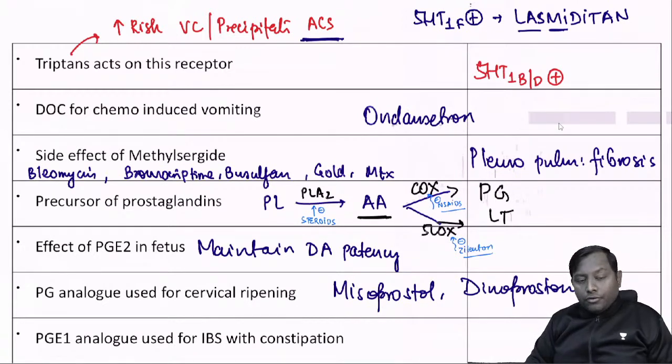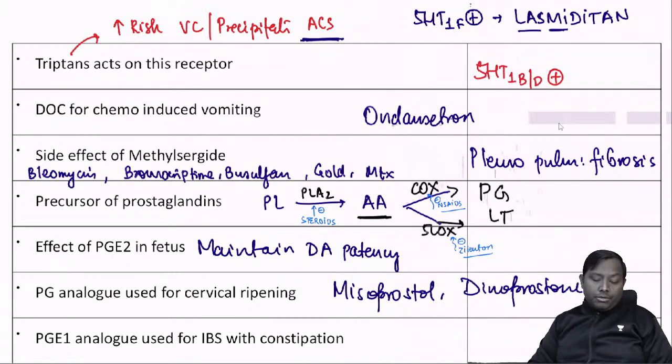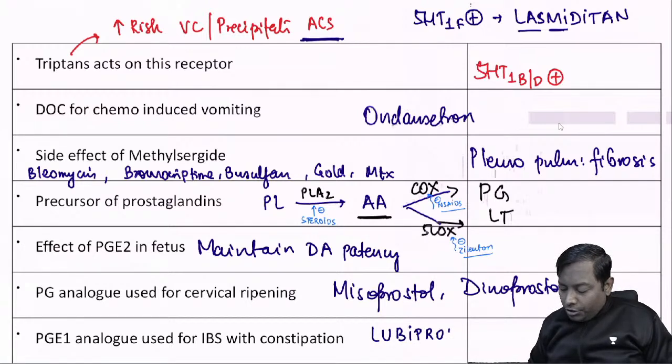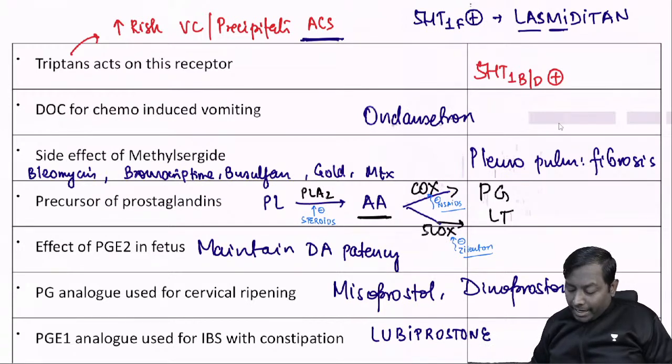PGE1 analog that is used for IBS with constipation, irritable bowel syndrome with constipation. Can you tell me? Name of drug will be lubiprostone. It will lubricate the intestine. How will lubiprostone act? They will be acting by increasing the chloride channel activity.